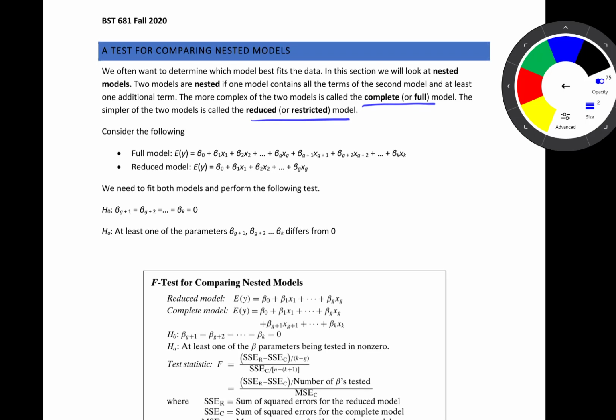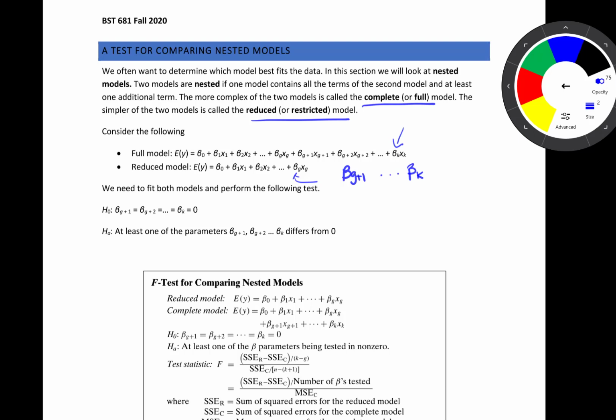So we could have a full model, and notice the full model here has k betas, and then the reduced model is only going to go up to g betas. So the difference between the two, notice what's missing here. We're going to have beta g plus 1 all the way up to beta k. That's what's missing in the reduced model.